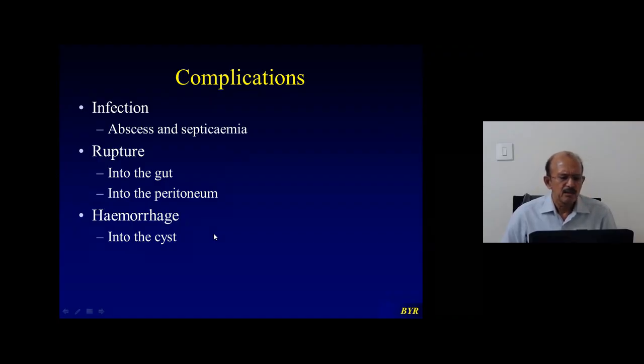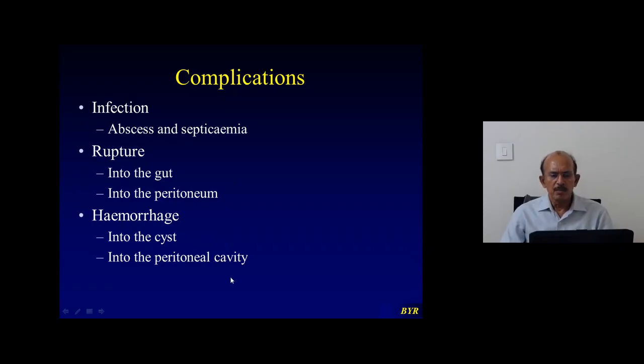GDA and what other vessel? Yes, very good. Splenic artery. So gastroduodenal artery and splenic artery, the same ones, are also responsible here for hemorrhage. The hemorrhage can be into the cyst or into the peritoneal cavity.